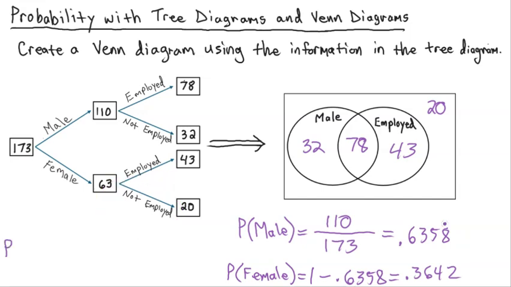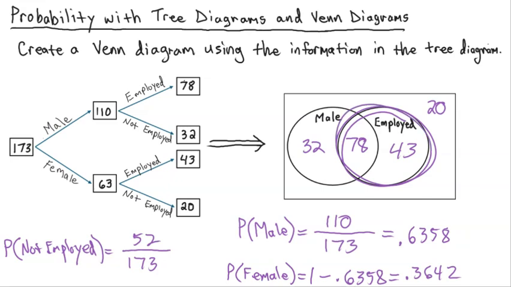Let's do the probability of not employed. Okay. Well, we know that the total is out of 173, so we'd put 173 on the bottom. Up here, we need all of the not employed. Well, what we could do is add up 20, because here's not employed, and here's not employed. So 32 plus 20, that's 52. Another way to do it is here's employed, this is not employed, and this is not employed. So 32 plus 20 is 52, and then we could put that in the calculator. And that's how we make a Venn diagram given a tree diagram.